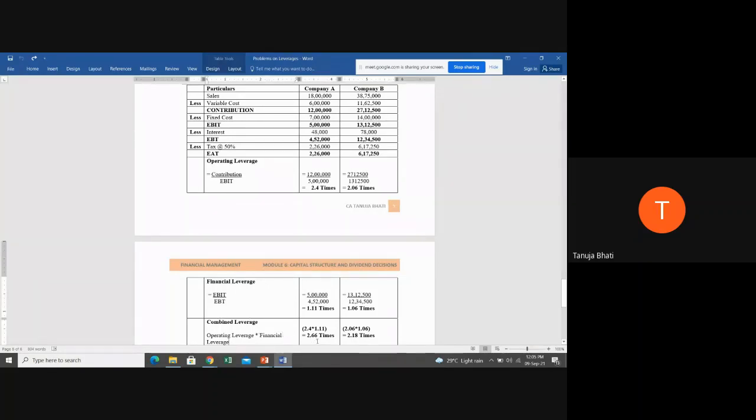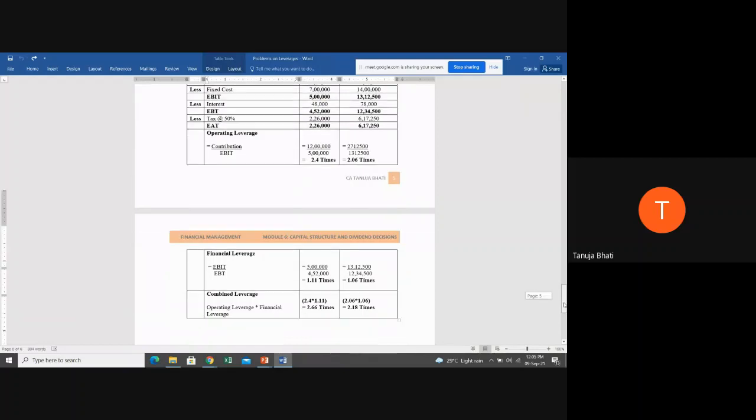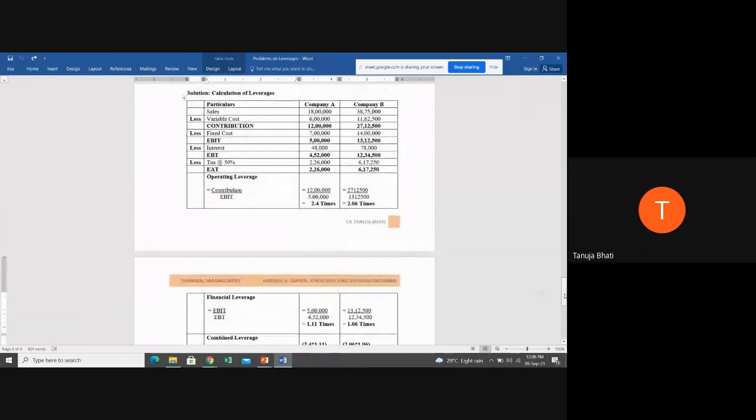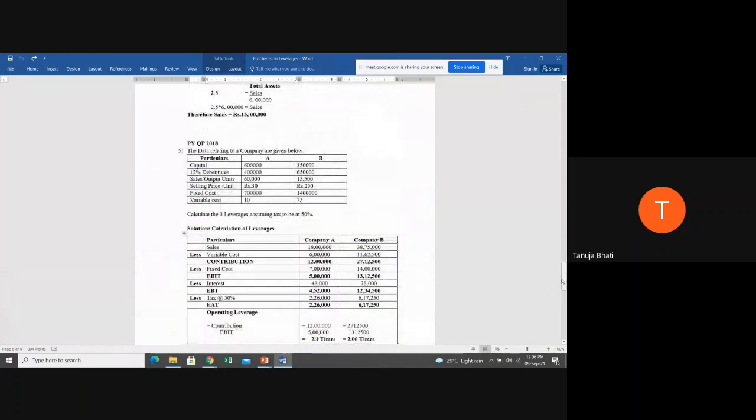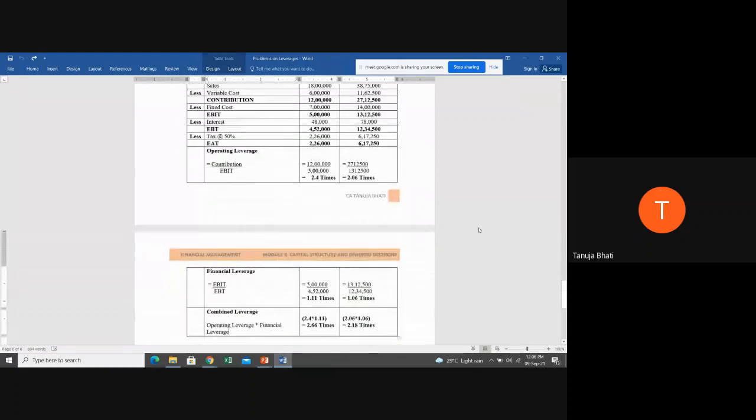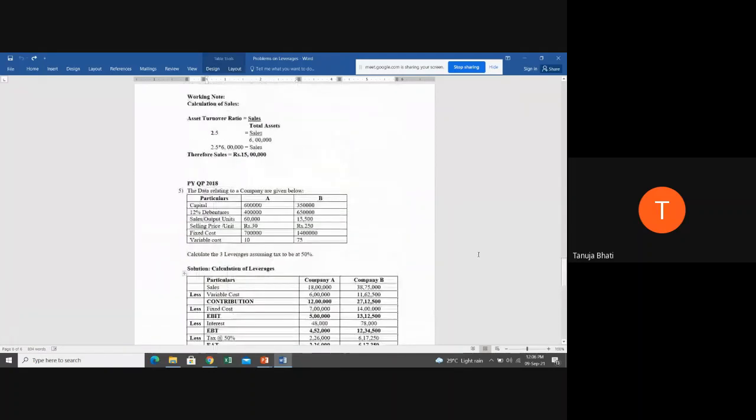Same, 2.66 times. On the same similar lines, you have to solve for company B. There is no difference, but you have to use the figures given for company B. Use these figures for company B. On the same lines, you can solve it. You will get the answer. So is problem number 5 clear to everyone? Yes, students? Yes, ma'am. Okay.